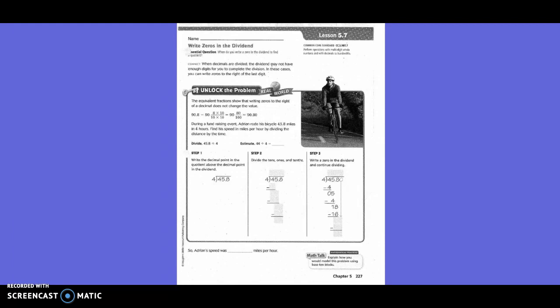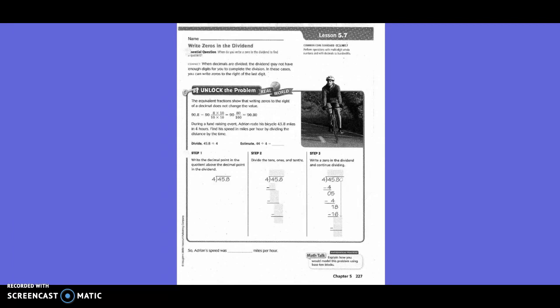When decimals are divided, the dividend may not have enough digits for you to complete the division. In these cases, you can write zeros to the right of the last digit. Because basically, if you're writing zeros to the right of the last digit, all it's doing is holding a spot. It's not changing the value, right?